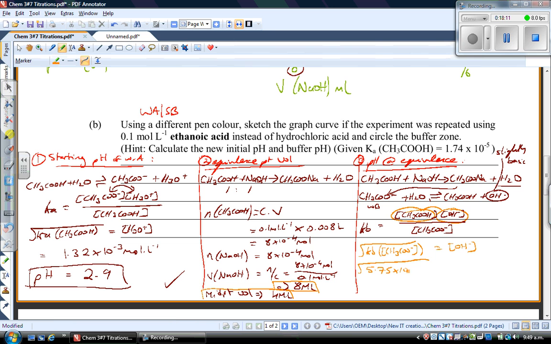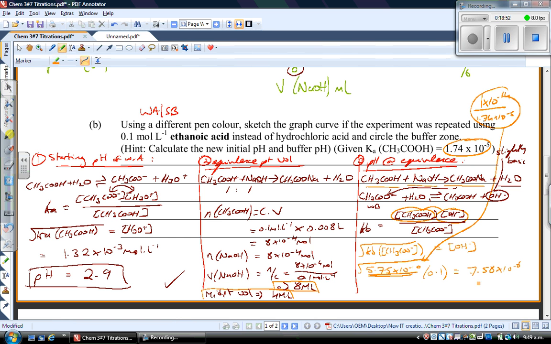That works out to be the square root of 5.75 by 10 to the minus 10. If you're wondering where I got this number, it's the Ka value, 1.74 by 10 to the minus 5, and then you divide that into 1 by 10 to the minus 14. We've done this before, and that will give you the Kb value, 5.75 by 10 to the minus 10, multiplied by the concentration of the ethanoate, which at equivalence, all of those concentrations are equivalent, so it's 0.1 mole per liter. And that gives you a value for hydroxide ions of 7.58 by 10 to the minus 6.